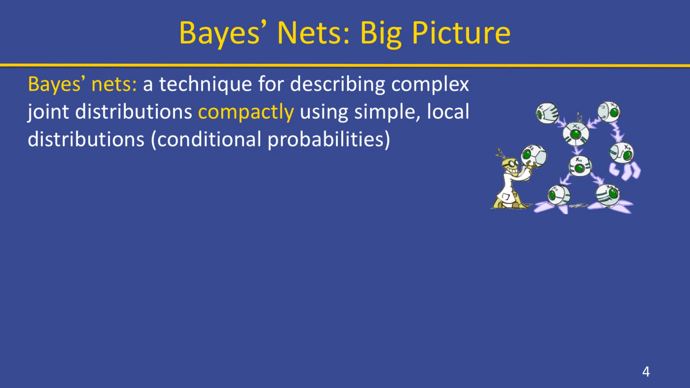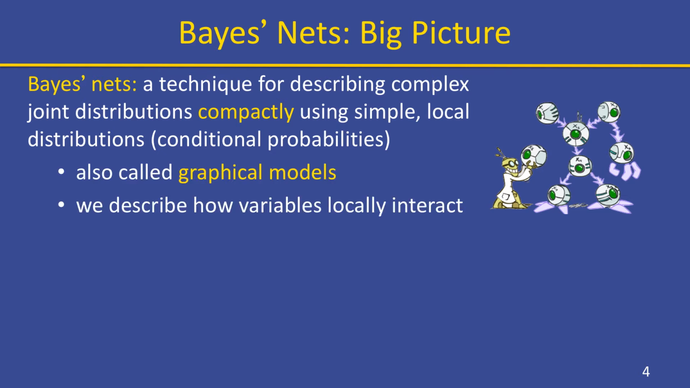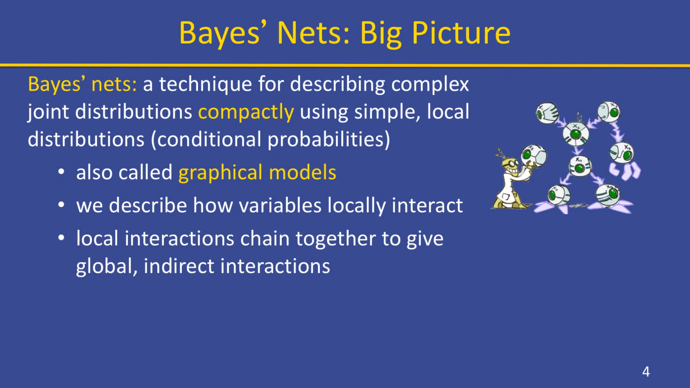Bayes nets are also called graphical models. The idea is that we describe how each random variable interacts locally with a small subset of the random variables involved in our model. These local interactions chain together to allow us to compute the global indirect interactions. Let's take a look at a couple of examples to get an intuitive understanding of Bayes nets.